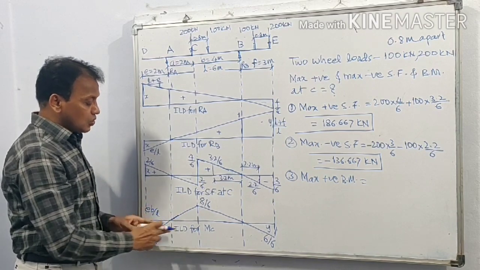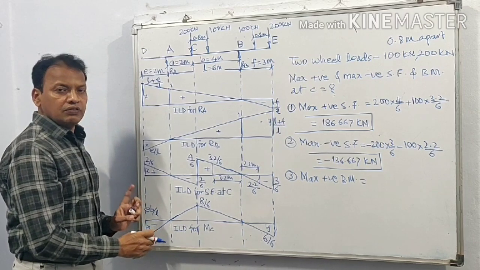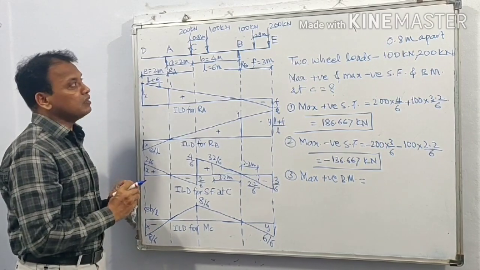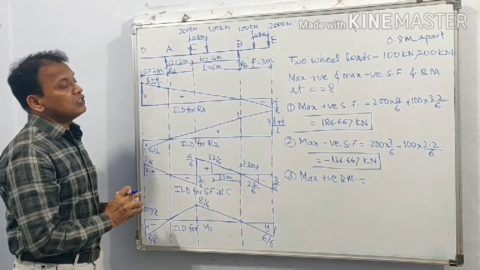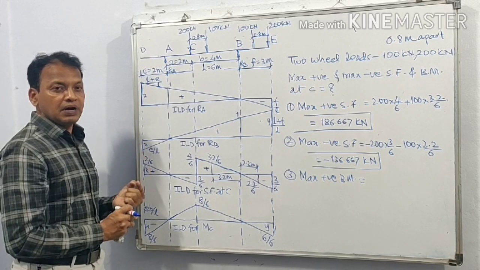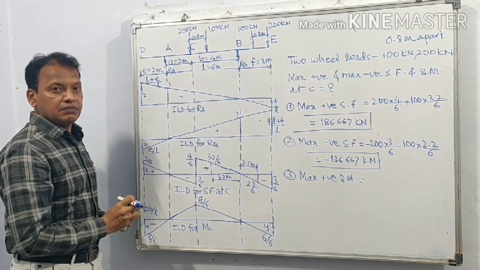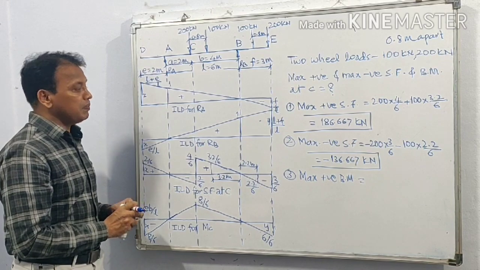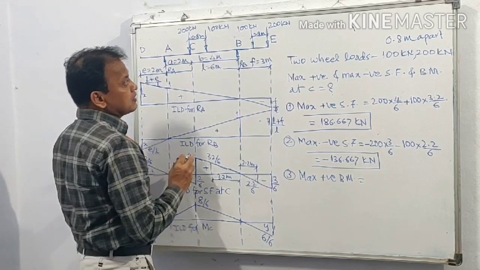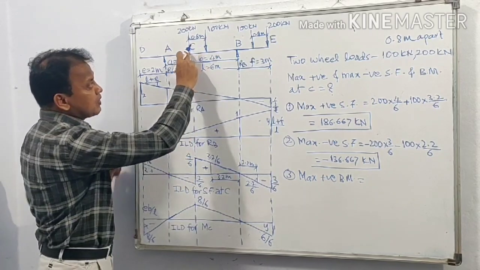Now look at the sketch. When load is applied between A and B, then and only then we will get a positive value of bending moment. But for maximum bending moment, if the heavier load is being multiplied by the larger ordinate, then the value of bending moment will be maximum. So consider this critical position here.